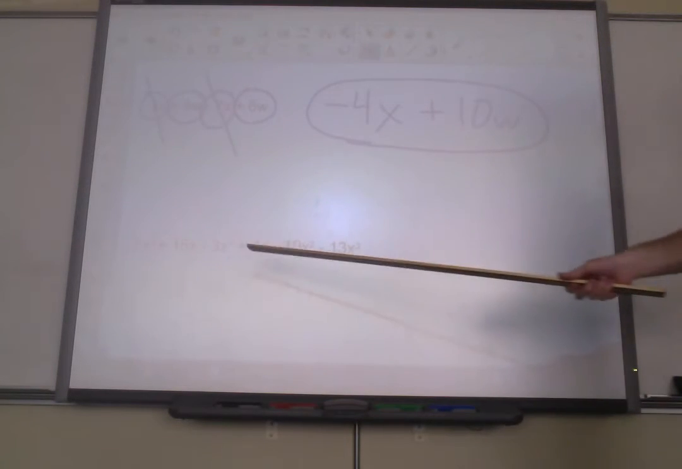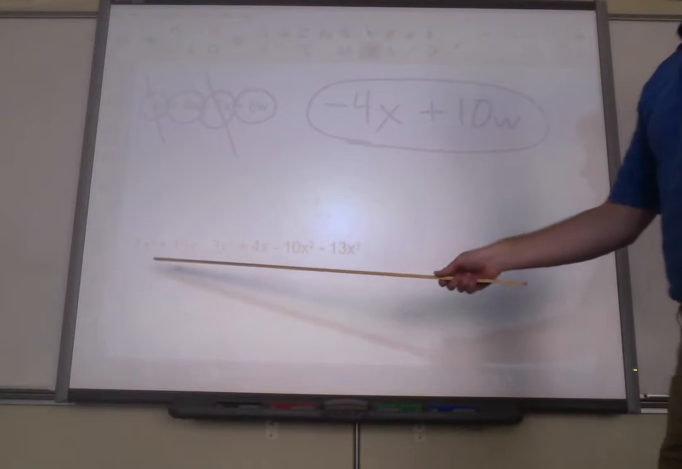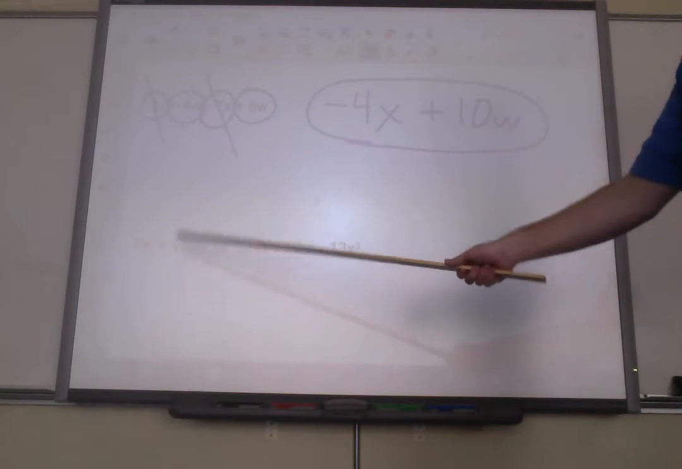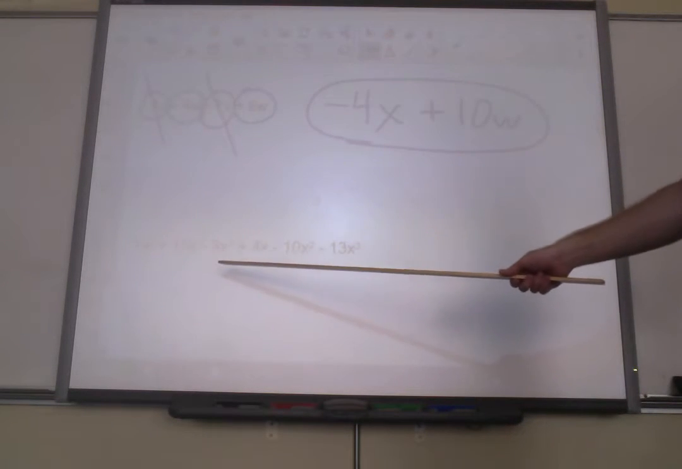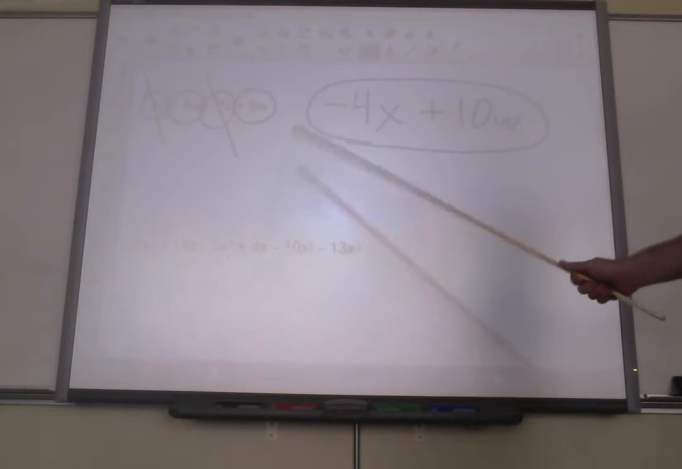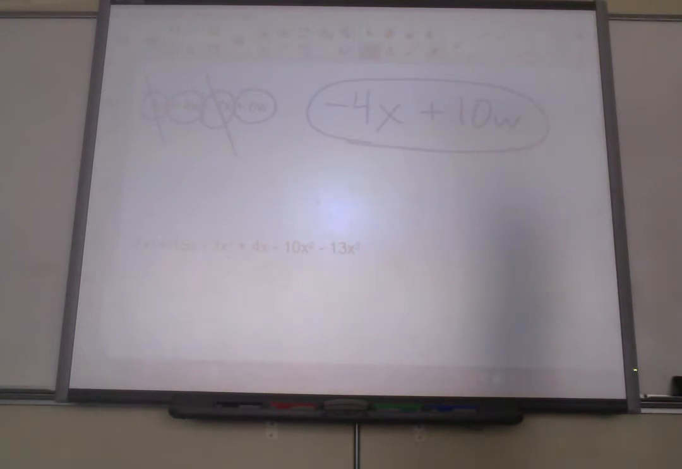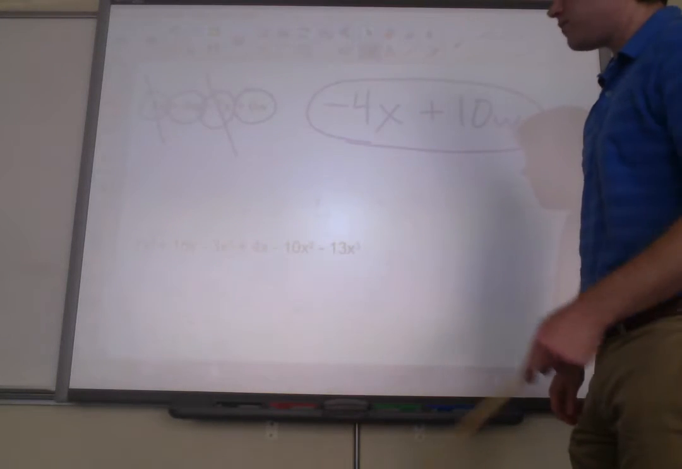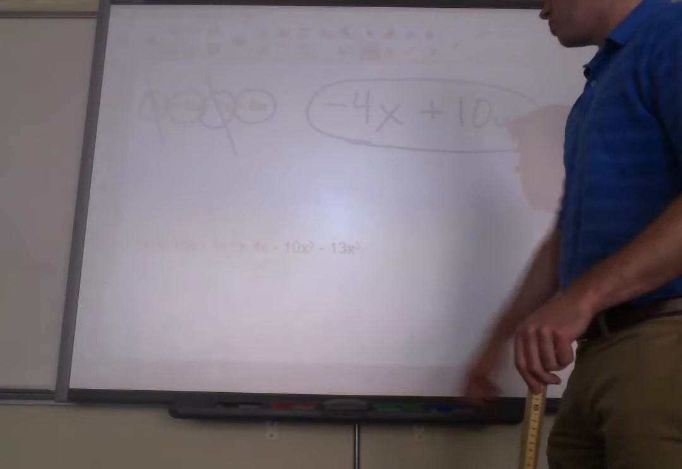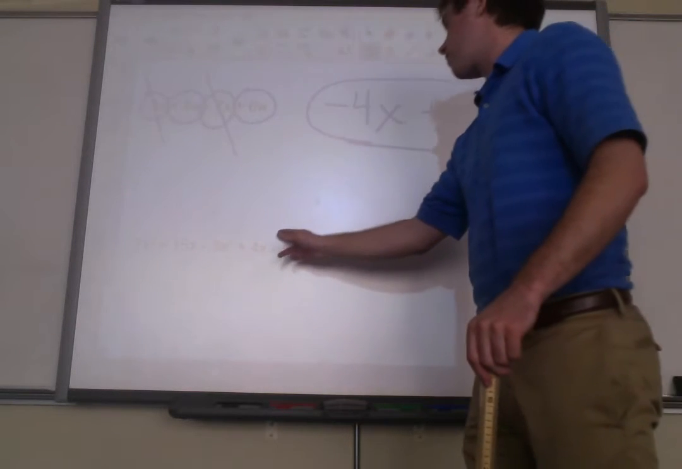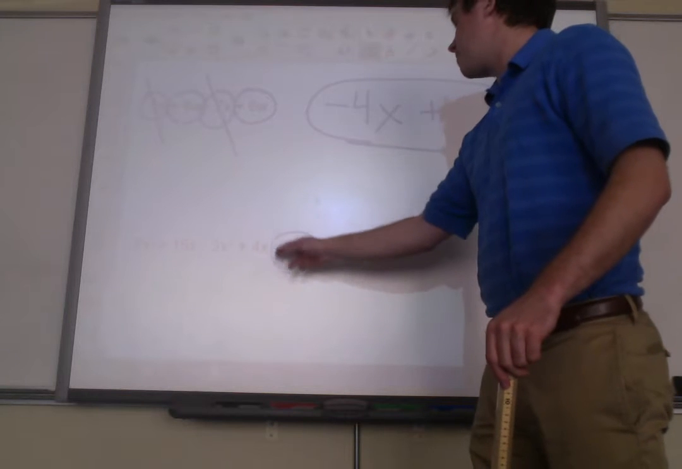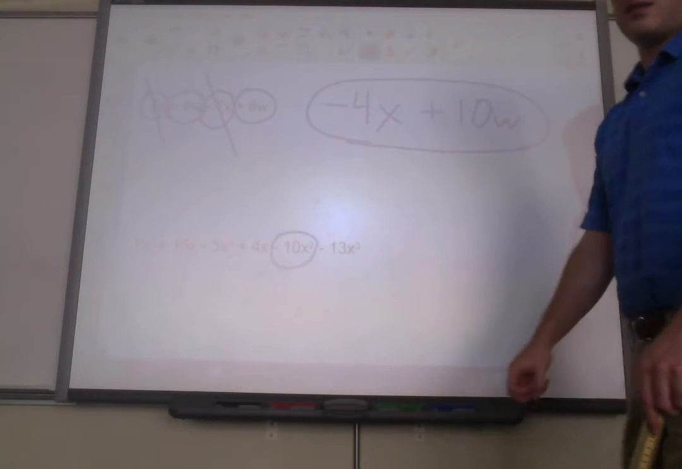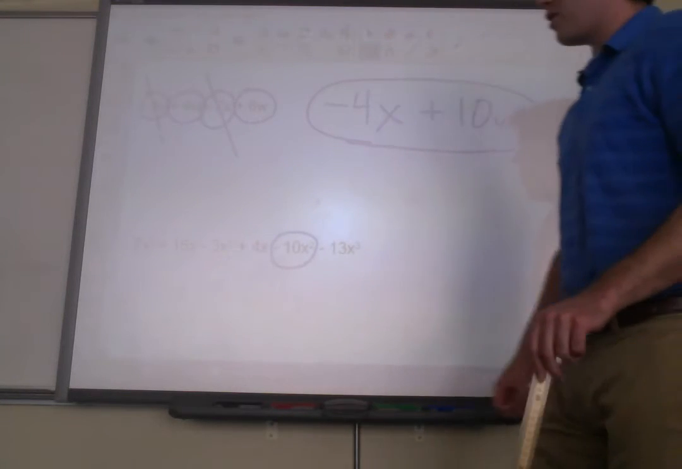If we look at the second example down here, slightly more complicated. We've got 7x squared plus 15x minus 3x to the third plus 4x minus 10x squared minus 13x to the third. Again, we're just picking out all the things that are alike. So 7x squared, that's alike only to negative 10x squared. Again, I say negative because it's minus. Okay? It's kind of the same for our purposes here.